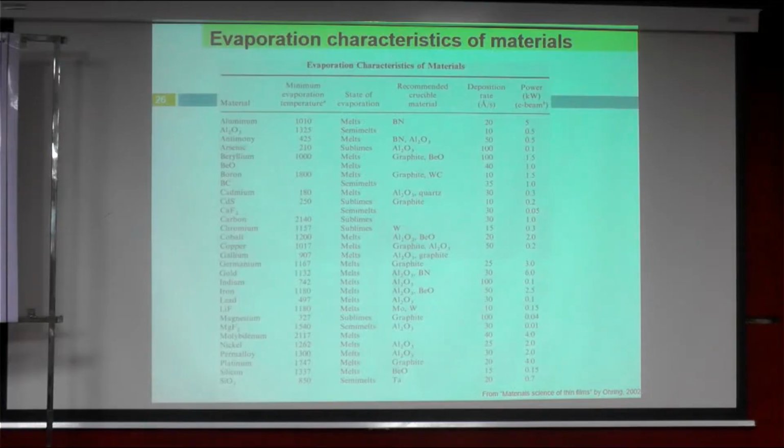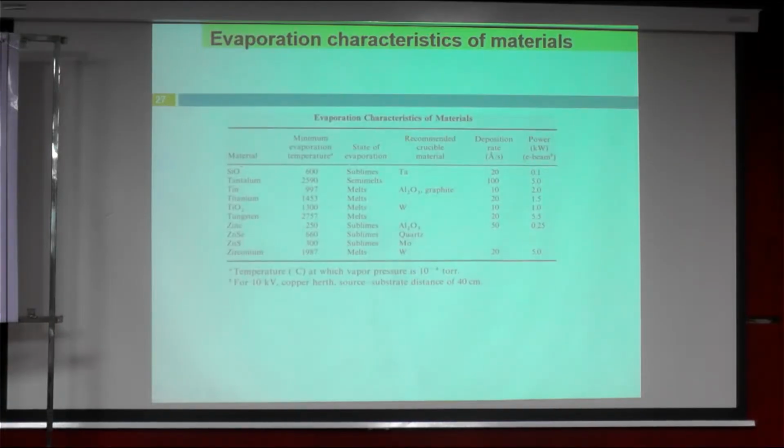So, evaporation characteristics of materials. You see that for aluminium, evaporation temperature is 1010 basically, and you can use a crucible, the boat, of boron nitride, then deposition rate at 20 Angstrom per second, then the power of E-beam is 5 kilowatt. So this is kind of a reference if we want to do evaporation, then we can have this kind of setting in order to obtain and calculate a certain thickness. If you have different times, let's say this is 20 Angstrom per second, yeah.